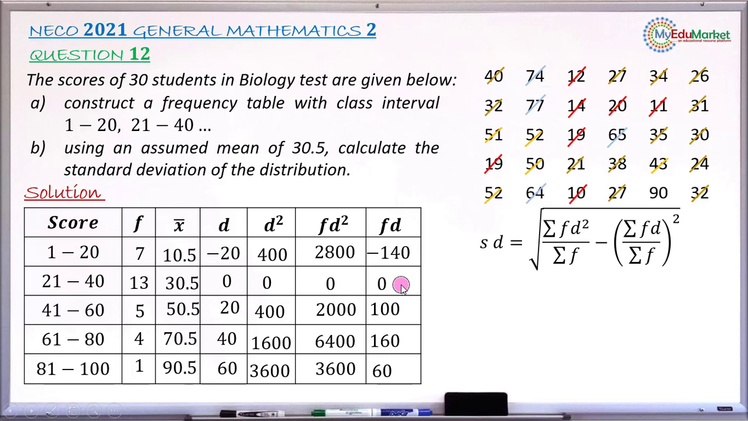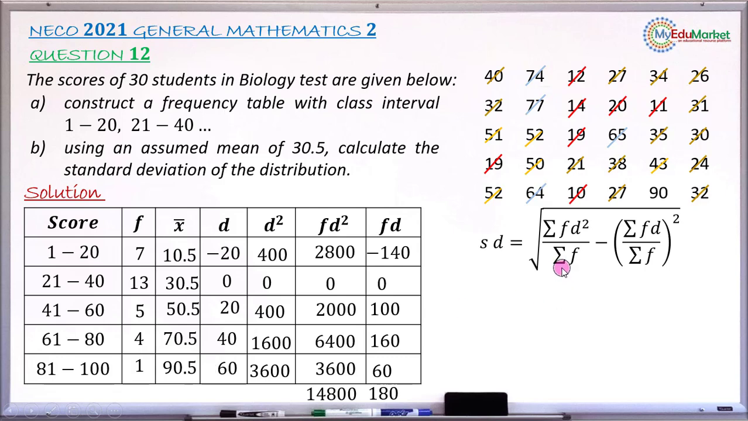So what remains is to look at this very formula. I need to have summation FD square. So I'm going to add all the entries in this column. I'm going to have summation FD. I'm going to add all the entries in this column as well. So the summation of all the FD square, if you did correctly, you have 14,800. And the summation of FD, if you did correctly, you have 180. Summation of F is, of course, 30. That is the total number of data you have.